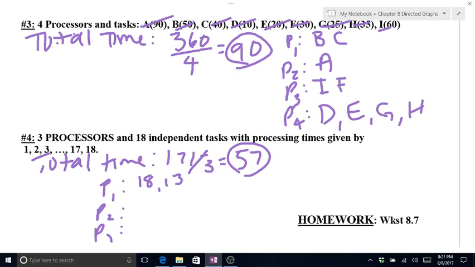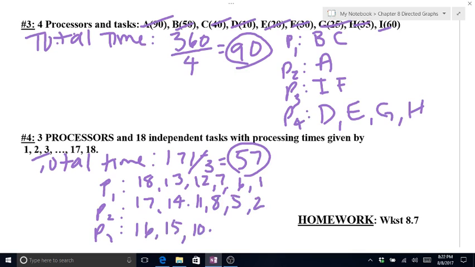18, 13, 12, 7, 6, and 1 can go together. 17, 14, 11, 8, 5, and 2. 16, 15, 10, 9, 4, and 3.